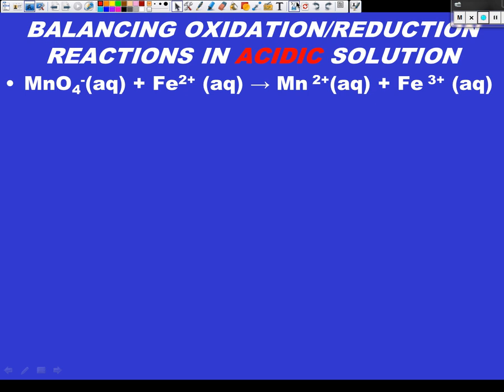You guys are smart enough to know to look at the Mn and the Fe's. Which one's going to be the easiest to identify what went through what? Why the Fe's? Because it's not with anything else. You can tell when it went from Fe2 plus to Fe3 plus. Did Fe go up or did it go down? It went up. So is that oxidation or reduction? Up is oxidation. Reduction means it went down.